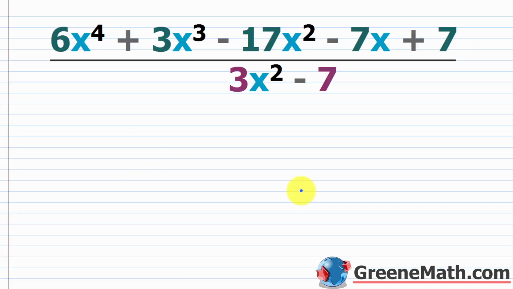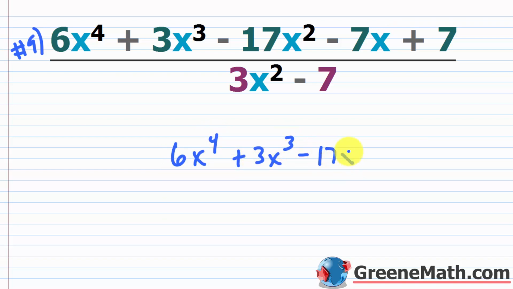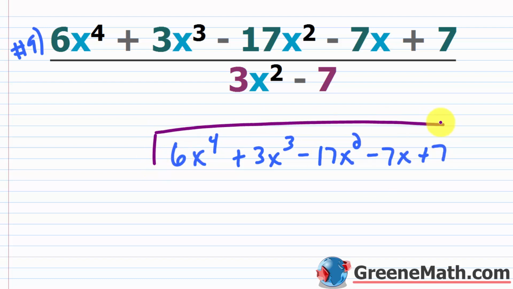I'm just going to start on number 9. Let me label this here so we're not confused. So this is number 9 from the practice test. What I want to do first is set this up in long division format. This guy right here has no missing terms, so I can just copy it: 6x to the 4th power plus 3x cubed minus 17x squared minus 7x plus 7. Okay, so that's the first guy. Then I'm going to set up my little long division here.